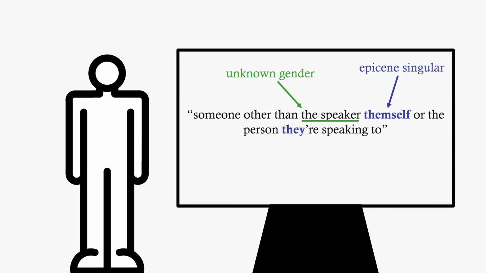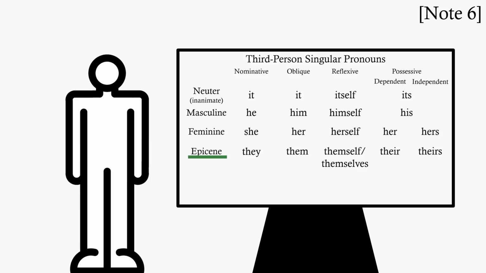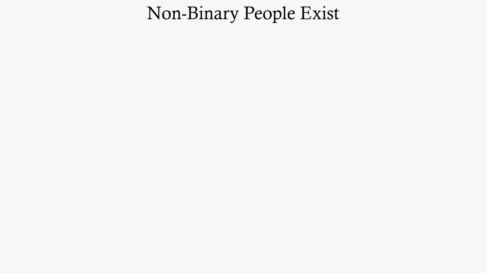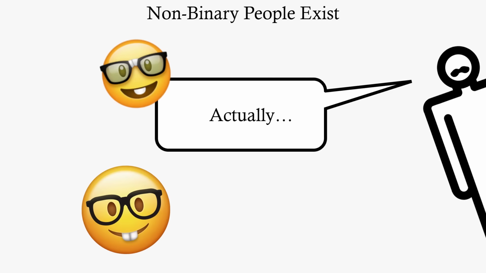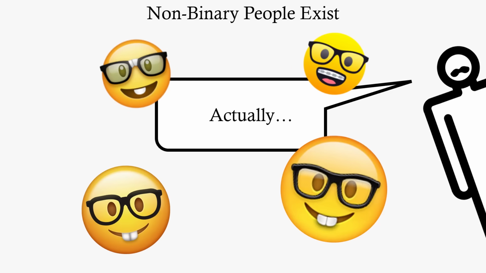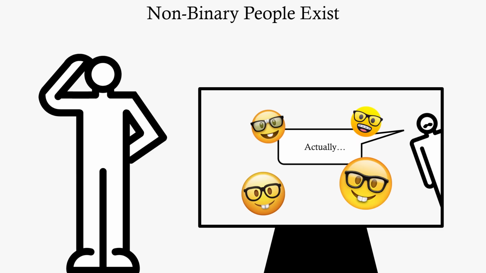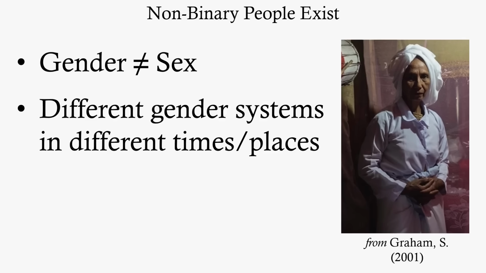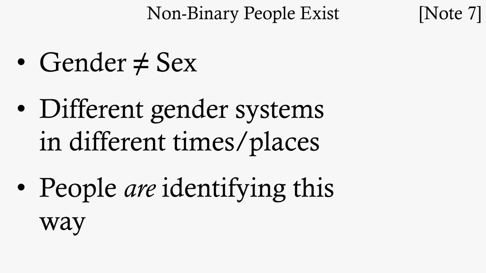But so far, what we've been talking about is cases where the gender of the referent is unknown, and therefore an epicene singular is employed. What about when the gender is known, but that gender is neither masculine nor feminine? Look, non-binary people exist, whether you like it or not. You can give us a whole extremely logical, biological, scientific, mathematical argument in the comment section if you want to, but we can very easily establish that gender and sex mean different things, that different societies at different times have had wildly different gender systems, and that people are identifying as non-binary.